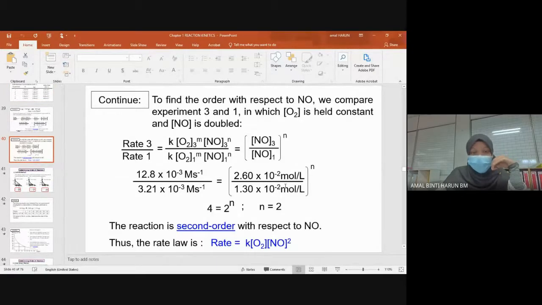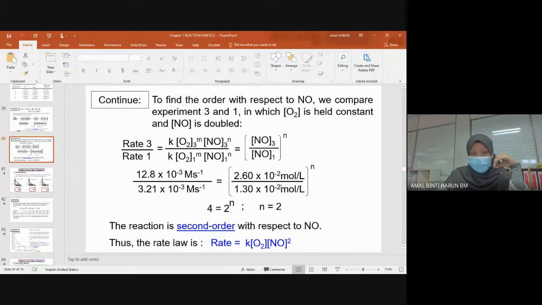Okay. Kita pilih 1 and 3 and then concentration oxygen tu sama, then we cancel. So kita dapat concentration nitrogen monoxide experiment 3 divide by experiment 1. So rate experiment 3 divide by rate experiment 1. K cancel lah. Okay. So rate 3 divide by rate 1 equal to 4.